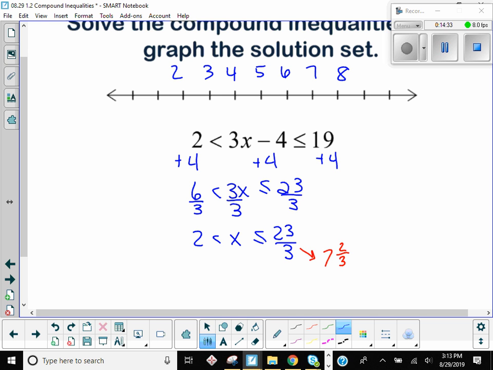Does the 2 get a parenthesis or a bracket? Parenthesis, right? What about the 7 2/3? Bracket. So here for 2, 7 2/3 with a bracket, and I want all the values in between them. I feel like those are the easiest ones on the whole lesson. So this is interval notation, and that's a picture of the solution set. Any questions about that one?